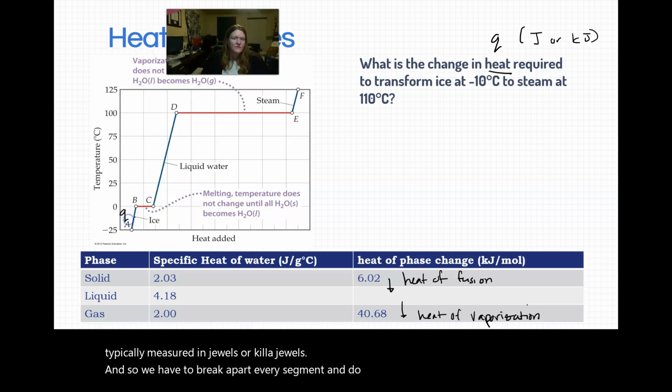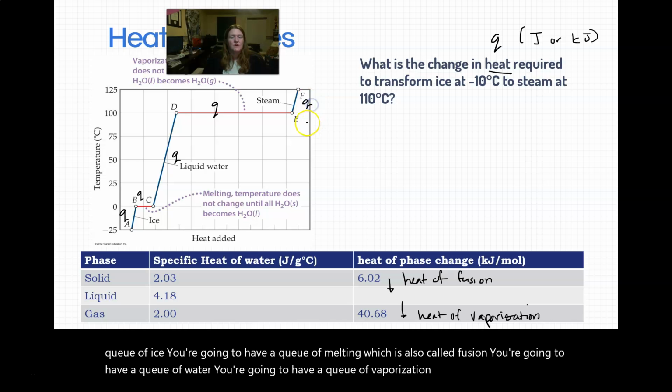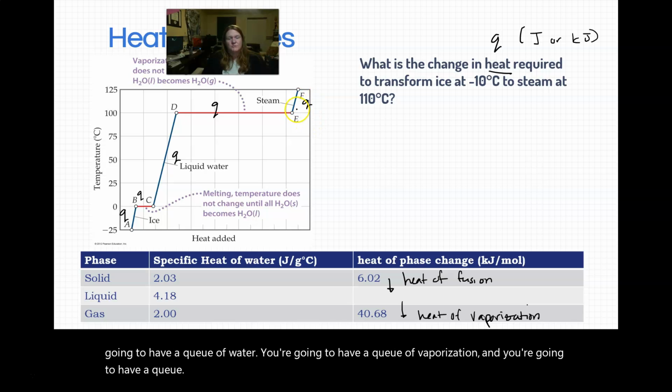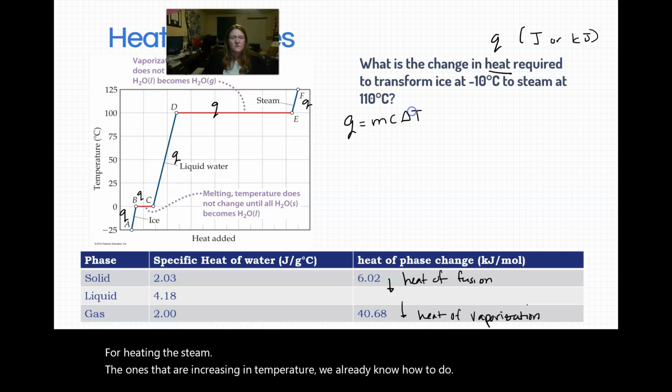So you're going to have a Q of ice. You're going to have a Q of melting, which is also called fusion. You're going to have a Q of water. You're going to have a Q of vaporization. And you're going to have a Q for heating the steam. The ones that are increasing in temperature, we already know how to do. This is a review.